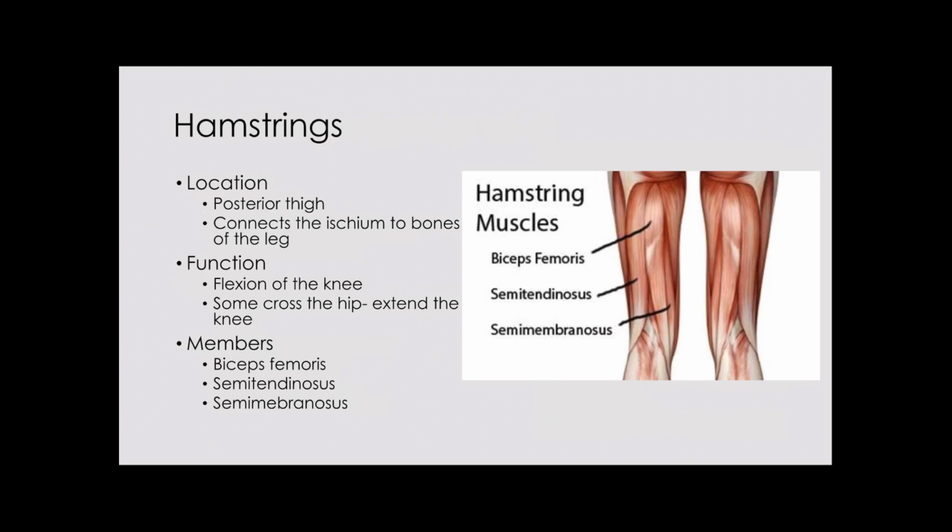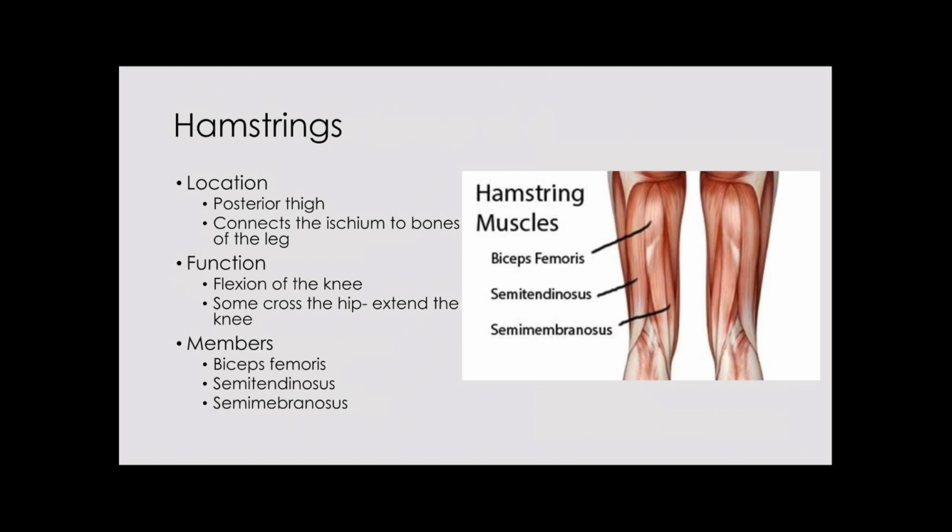Then you have your hamstrings. So remember, quadriceps are the front part of your leg. Hamstrings are the back of your leg. This is going to connect your ischium to the bones of your leg. The hamstrings in the back of your leg are involved with the flexion of your knee.